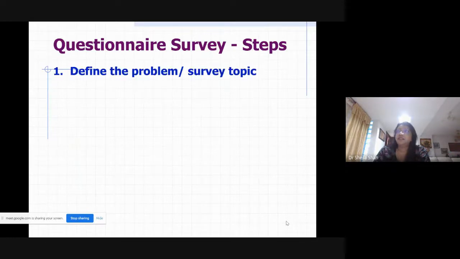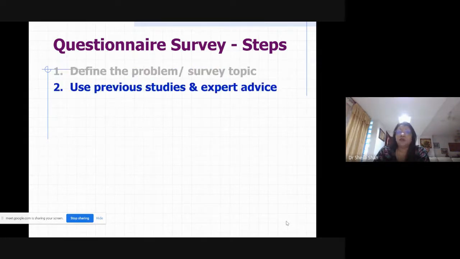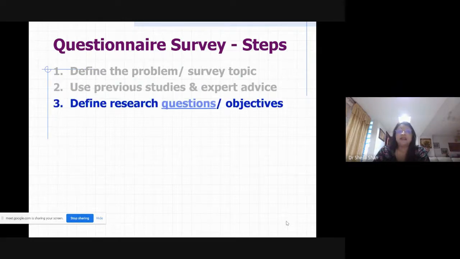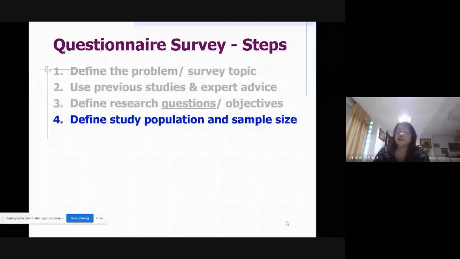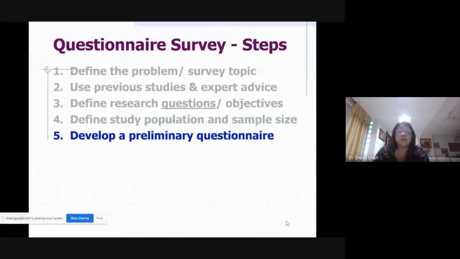So, questionnaire. Just now we were talking about what is a good research. So for a questionnaire, you must have questions which are related to your survey. Use previous studies or experts' advice. Define the research question and your objective. Whatever it is, we always go back to our research question. Define the study population and the sample size, which I already covered earlier. Develop a preliminary questionnaire.